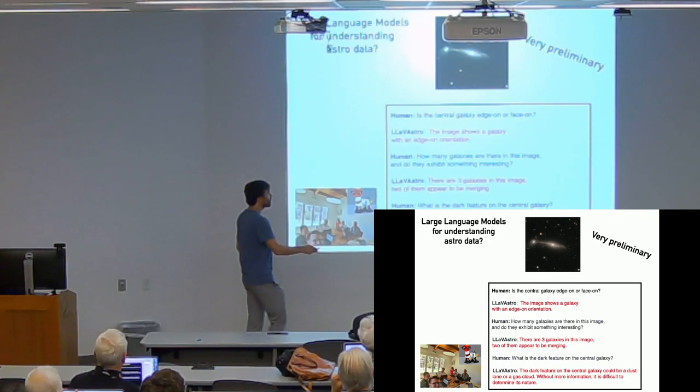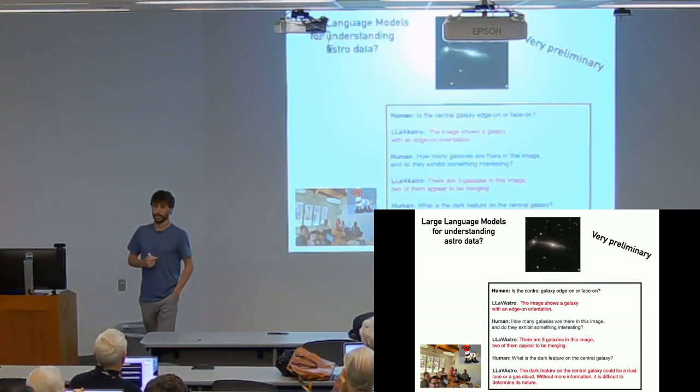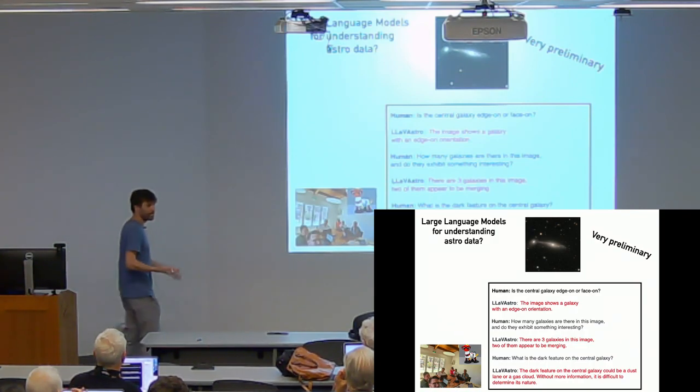Then you can ask, what is the dark feature in the central galaxy? It says the dark feature of the central galaxy could be a dust lane or a gas cloud. Without more information, it's difficult to determine its nature. So, it's not bad. It's been trained with conversations of astronomers.